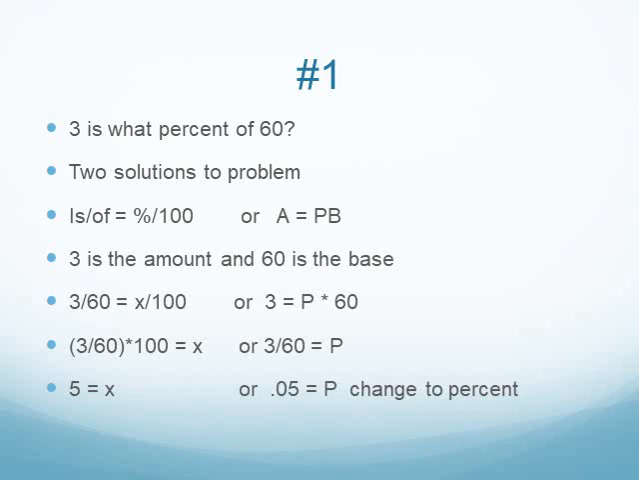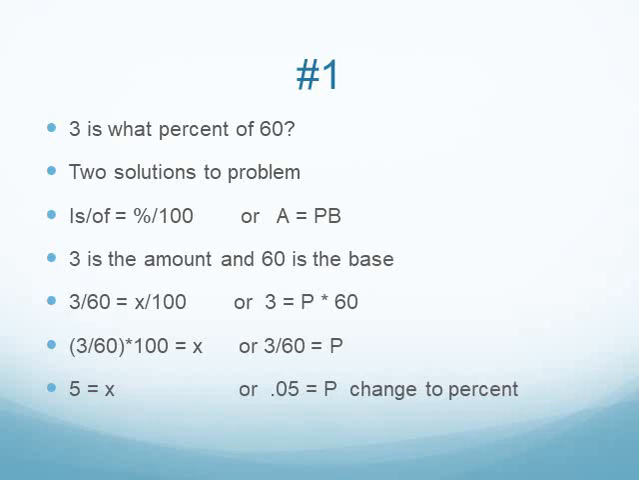Okay, first question is the A equals PB, where A is the amount, P is percent, and B is the base. You can use that formula, or you can use the is over of equals percent out of 100. When you use the is over of equals percent out of 100, you take the word closest to is and put it on the top of that fraction, the word closest to of, and put it on the bottom of that fraction. And if you happen to be given a percent, it would go over the 100. In this case, we have 3 over 60 equals x over 100.